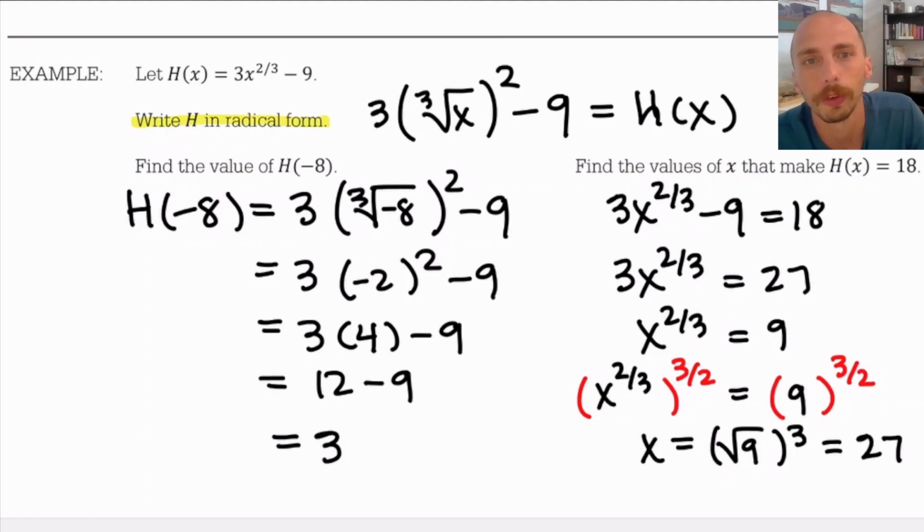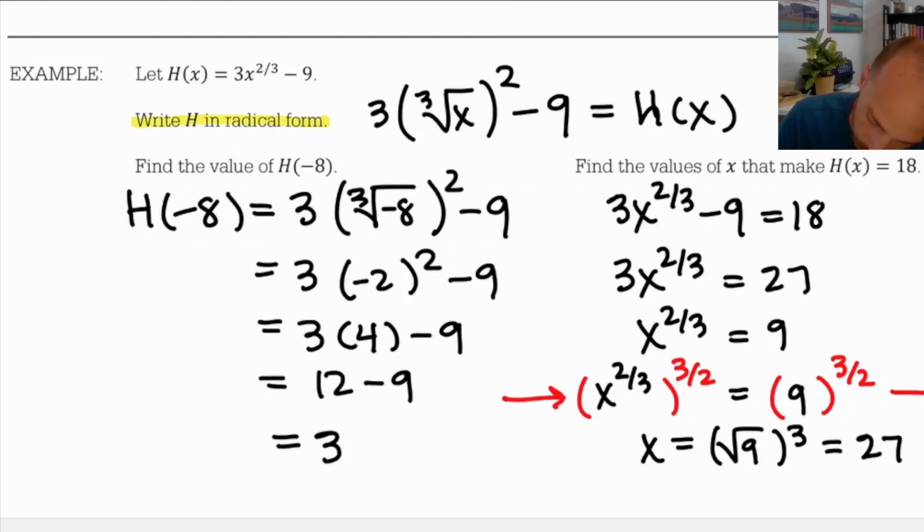Eventually I get x to the 2/3 equals 9, and I'm going to need to take both sides to an appropriate power. You want to take both sides to the reciprocal power, though, and so that's going to be the 3/2 power. I'm taking 9 to the 3/2. That's the square root of 9 because of the half, taken to the 3rd power because of the 3/2. Square root of 9 is 3. 3 cubed is 27.